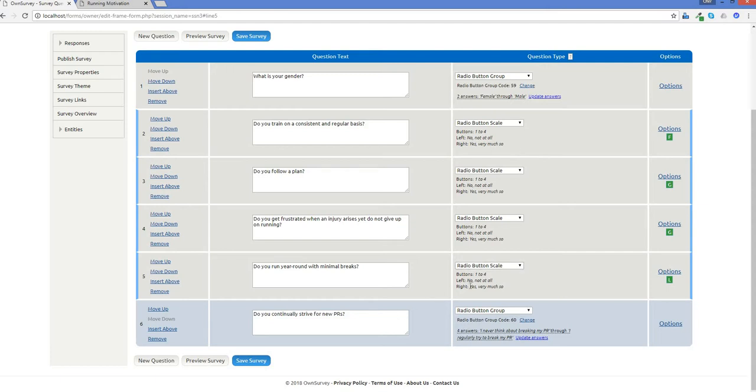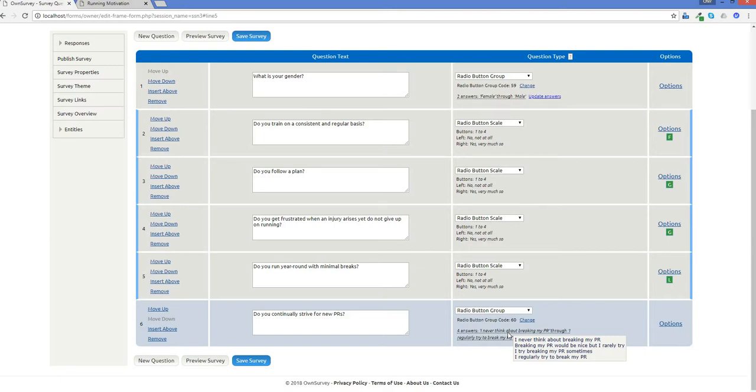This last question is not a radio button scale, but a regular radio button group. It doesn't have values that are numeric. These are the values, okay? I never think about breaking my PR. Breaking my PR would be nice, but I rarely try. I try breaking my PR sometimes. I regularly try to break my PRs. In other words, it is still meaningful as a scale, okay? It goes from the least competitive to the most competitive.